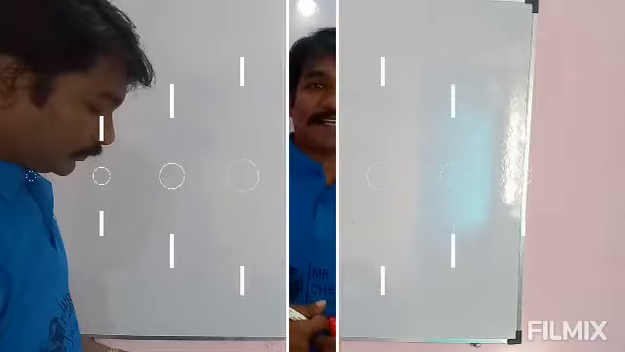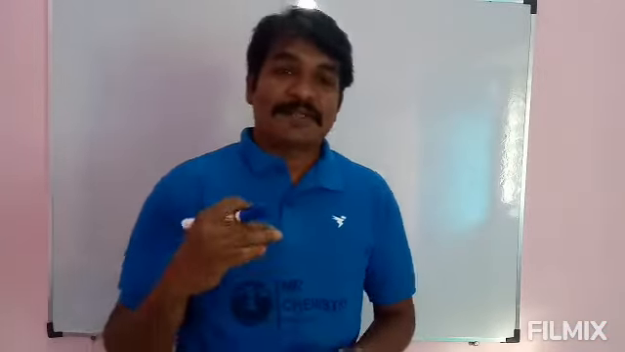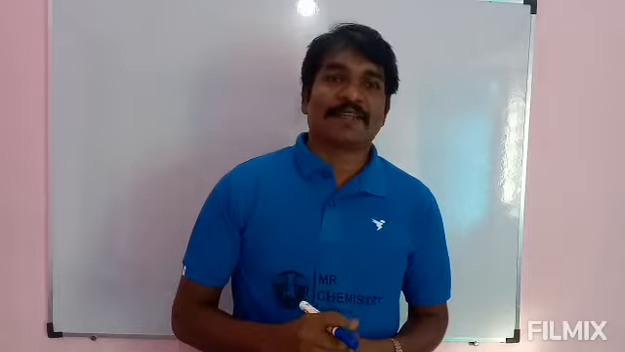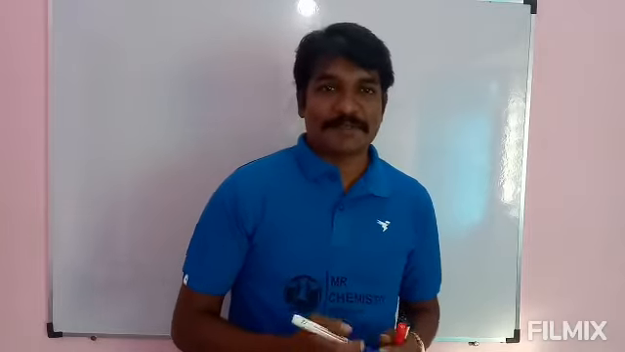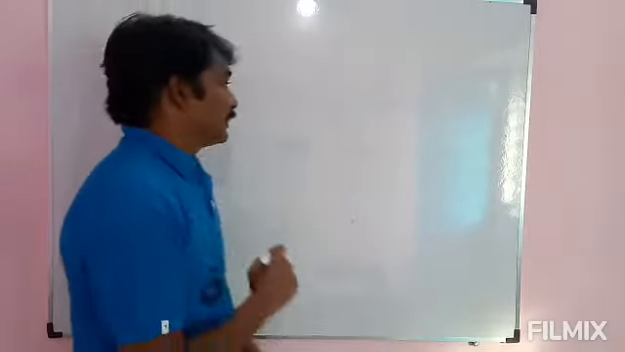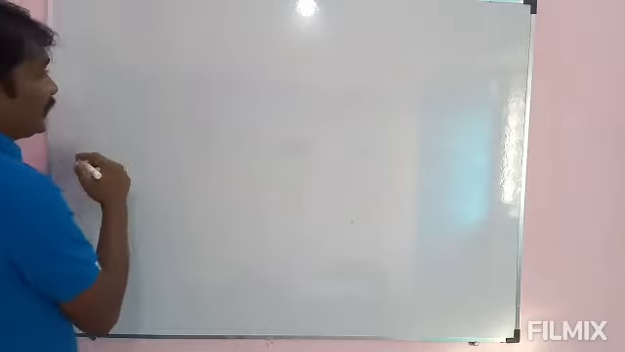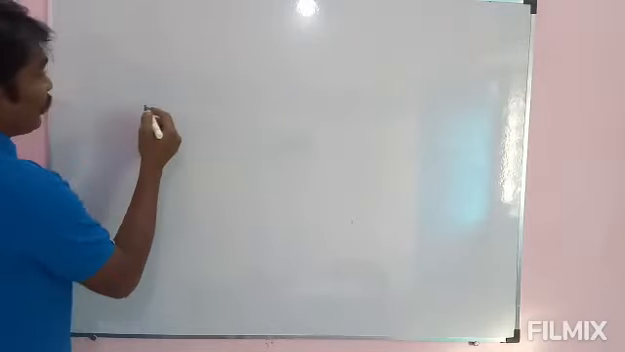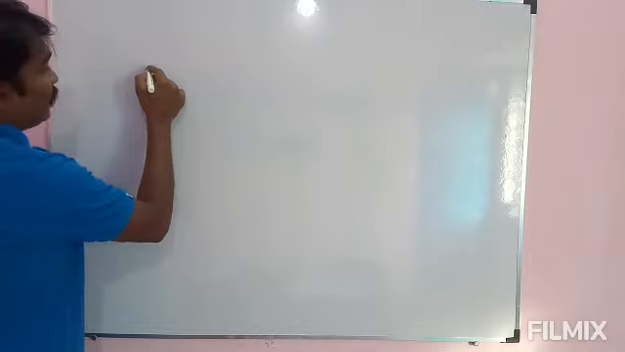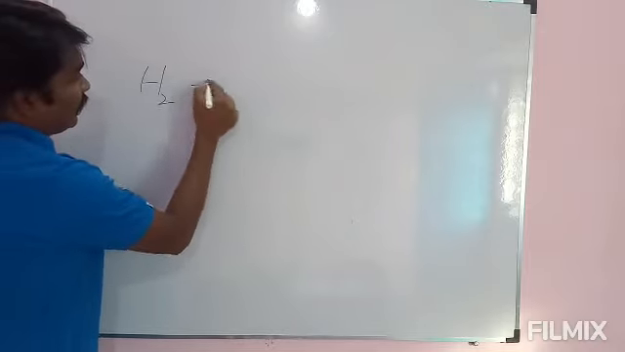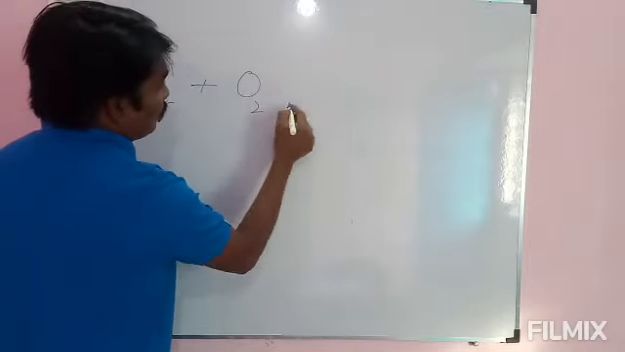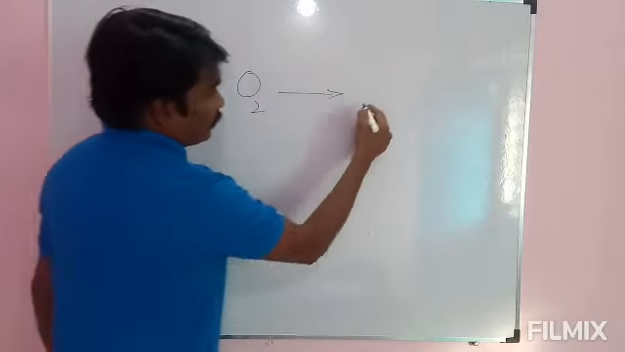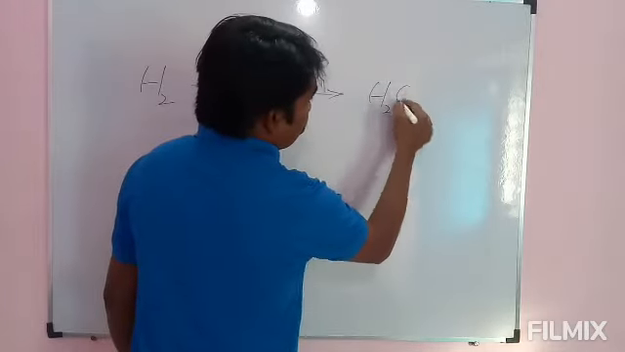One more chemical reaction: hydrogen gas reacts with oxygen gas and they form water. Water molecules are formed in this reaction. And see here, directly I am writing the symbolic representation of the equation. Hydrogen gas H2 reacts with oxygen O2 and it forms water molecules, that is H2O.